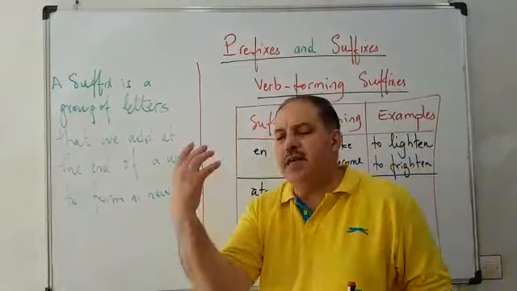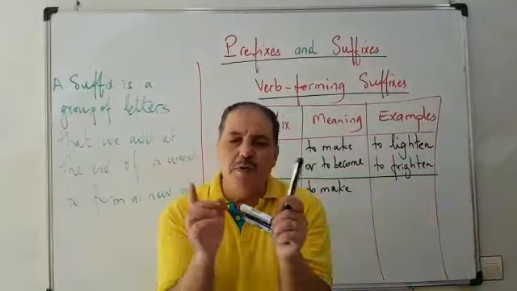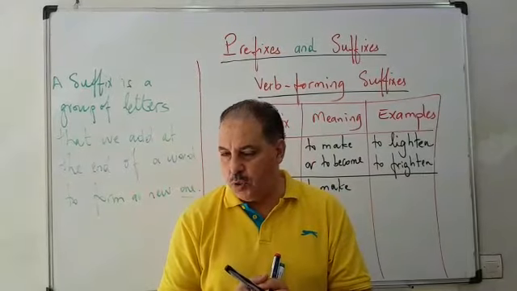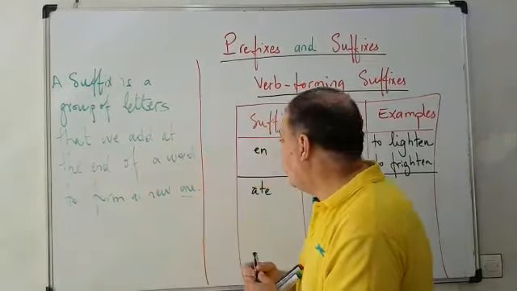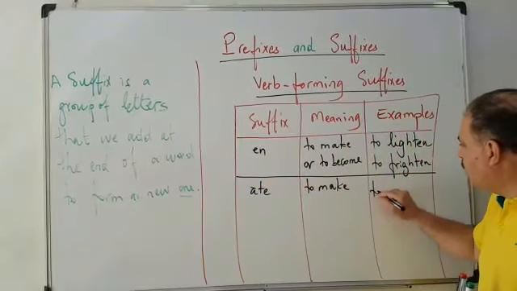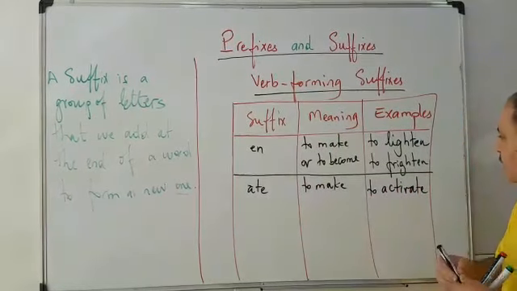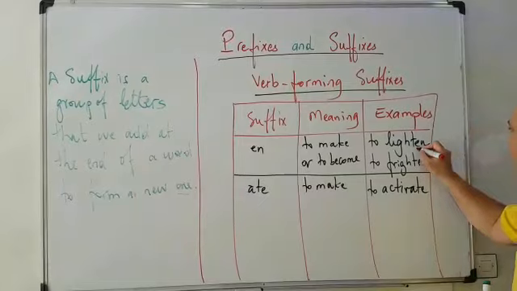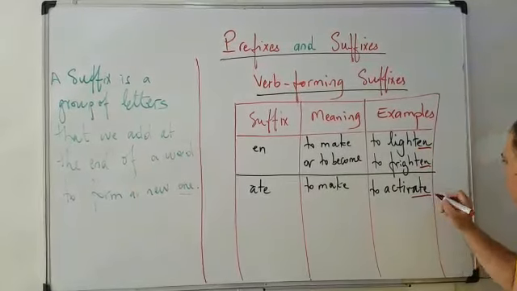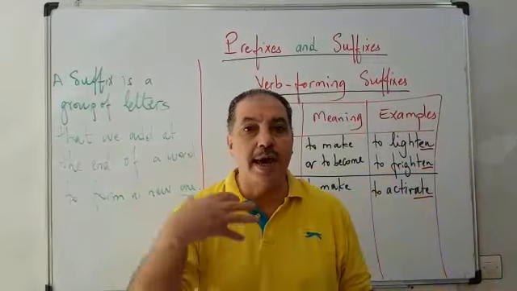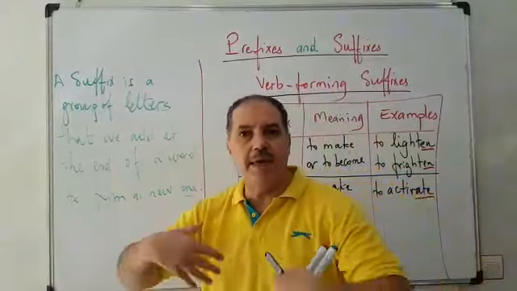So in the exam, suppose they give you active in brackets and they ask you to form a verb. We can say activate. So here we have ate added to active. So we have to activate, to make something active.